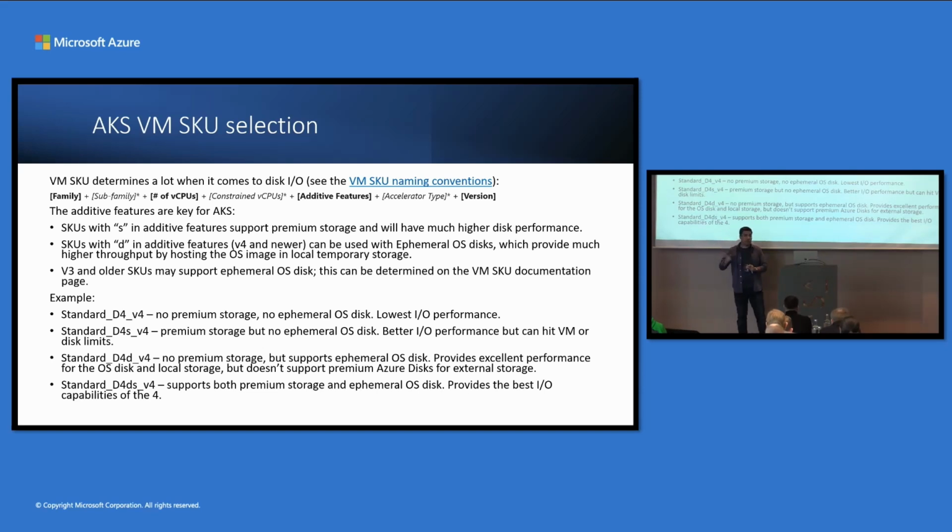So if you're really interested in geeking out about where these names come from and how we actually look like we fall onto the keyboard and create a SKU name, there is a logic to it. It is on top. So it's typically going to be family, subfamily, then the actual number of CPUs, any constrained CPUs, and then features, additive. Like the D, for example, is local storage. An A will typically represent AMD CPUs, and so on and so forth.